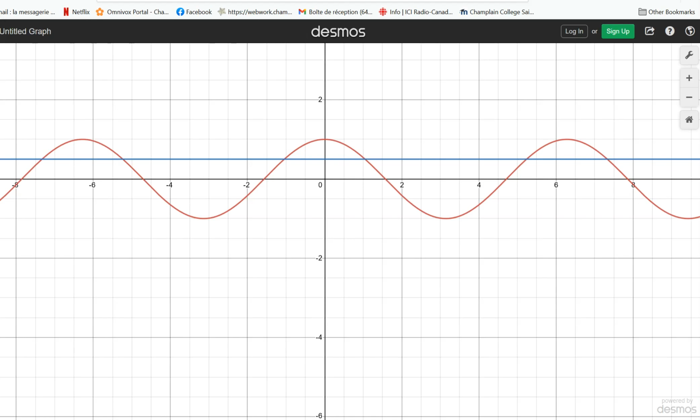So this is a graph of the cosine function. And in blue, you have the line y equals 1/2. So if I find the intersection of the two curves, I'm going to find the values of x by looking at the x-coordinates where the cosine value is equal to 1/2.